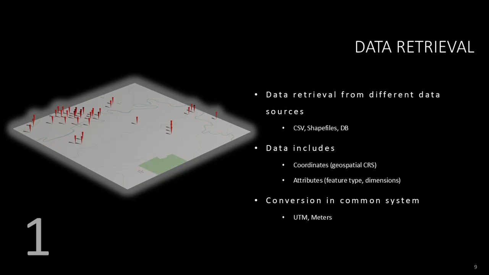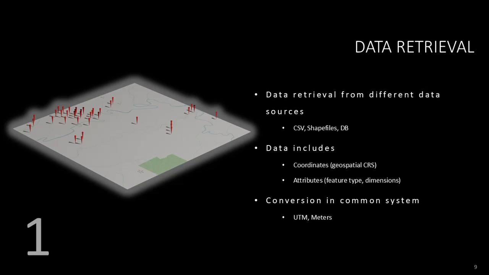The first step among which is the data retrieval. We are currently capable of reading the point features from several different sources, among those CSV, shapefiles, and PostgreSQL databases. The data from these sources must include the geospatial coordinates, and several attributes, among those the feature types and the dimensions of the features. Since we are using it for forest inventory datasets, we are currently requiring the tree height and the crown area of the trees. All these parameters are then converted by the application into a common format.